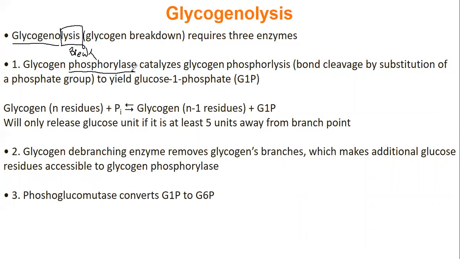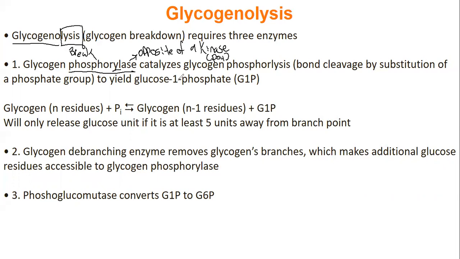Now, a phosphorylase is the opposite of a kinase. A kinase adds a phosphate group. A phosphorylase removes a phosphate group. And again, it's kind of in the name, like LY, almost like lysis. Not quite, but close. So glycogen phosphorylase catalyzes phosphorylases, and you'll make glucose 1-phosphate.